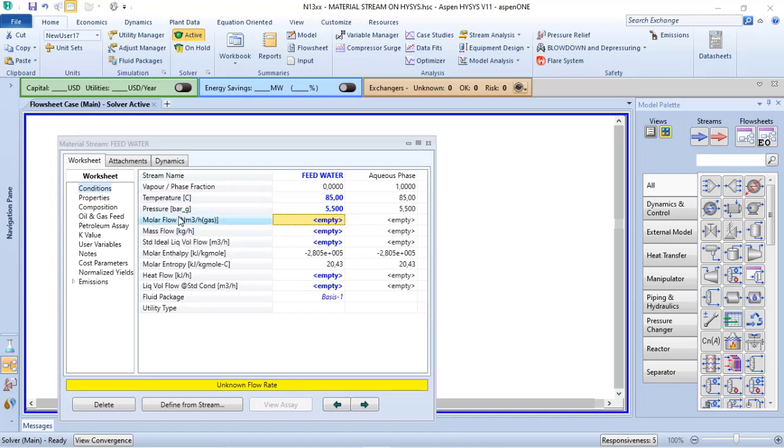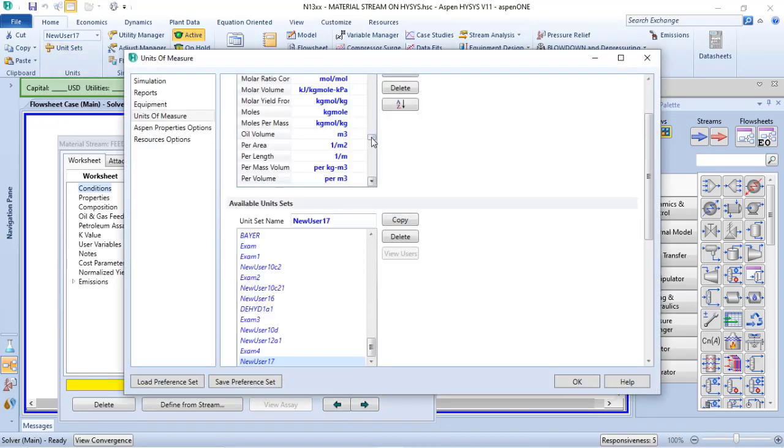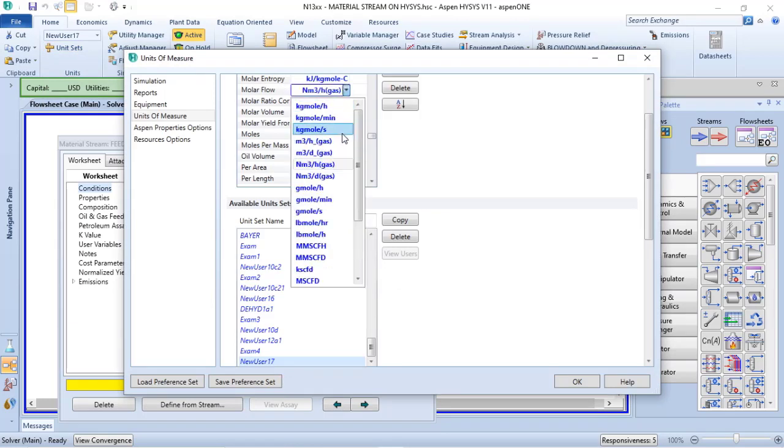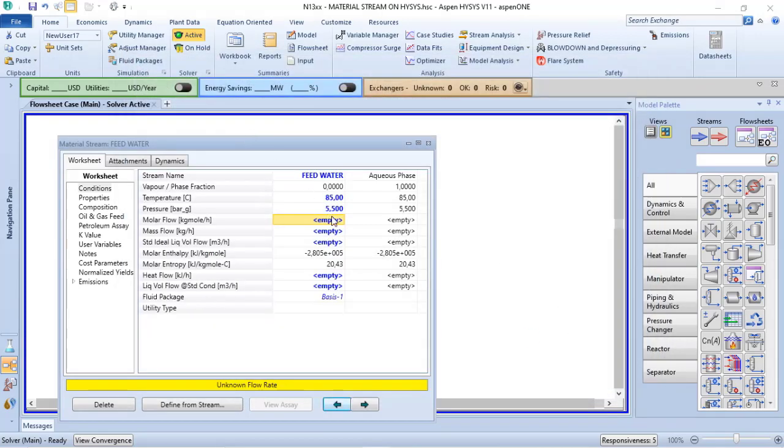Here you will observe that for my molar flow the unit of measurement is normal cubic meter per hour of gas, but that is not the standard condition for Aspen HYSYS. If I click on Unit Set, I will return the molar flow to the standard of Aspen HYSYS, that is kilomole per hour if I use SI or similar units of measurement.